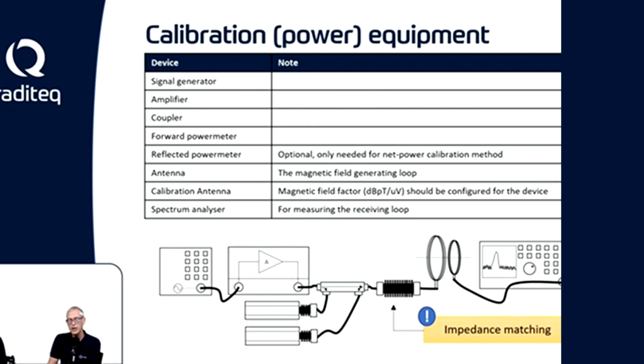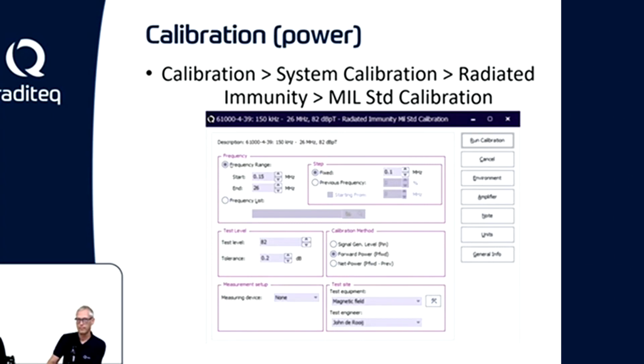Again, during the calibration, of course, we have to measure the generated field by using the calibration antenna, which is connected to the spectrum analyzer. To perform this calibration, we again can select from the calibration menu the system calibration, radiated immunity, and then the middle standard calibration, which is just the same configuration window as during the current calibration setup.